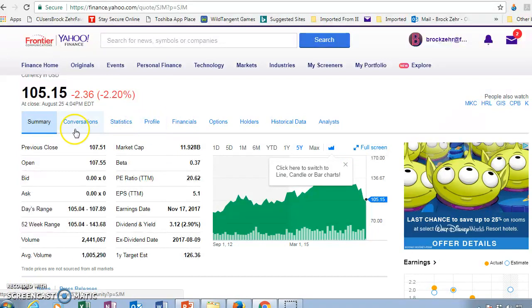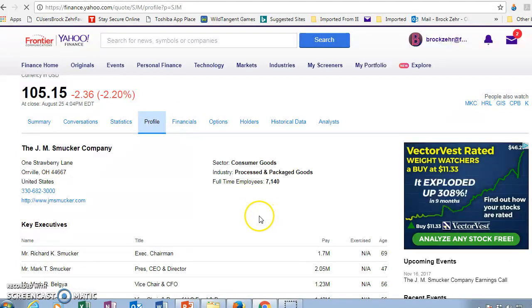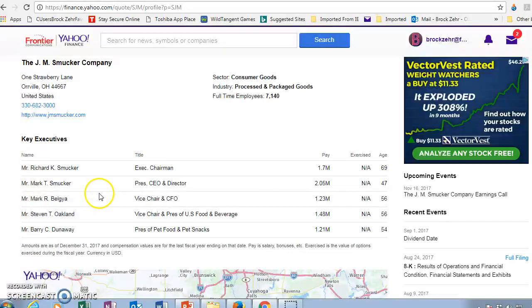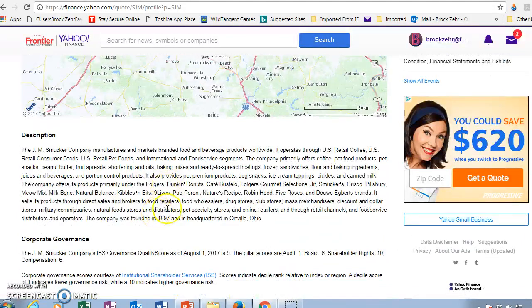If we click up here, there are a lot of different tabs, but if we click on Profile, it will give us some basic information about the company. It will tell us where they're headquartered, their website, and what sector they're in. Smucker's is in the consumer goods sector. It also shows what industry, number of employees, key executives, and as you scroll down, a description of what the company produces or sells. Good information on the profile screen that will tell you a lot about the company.